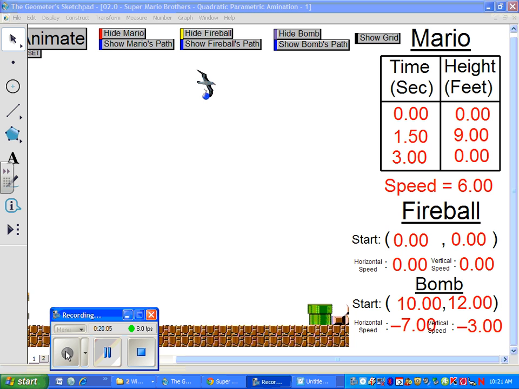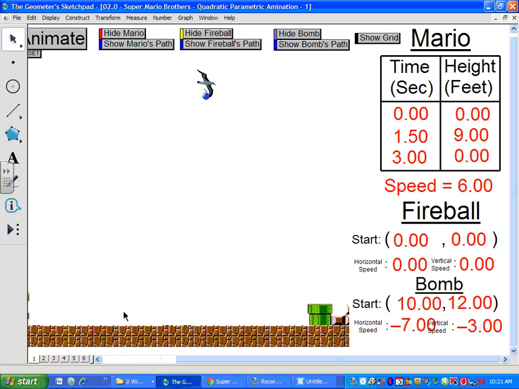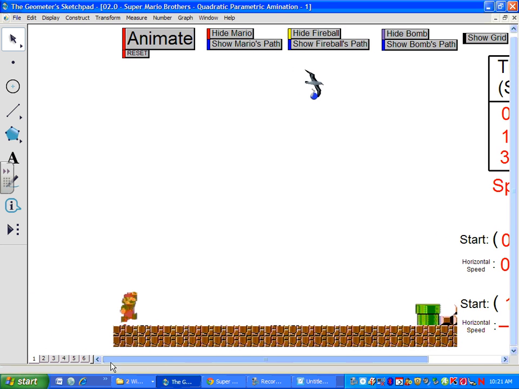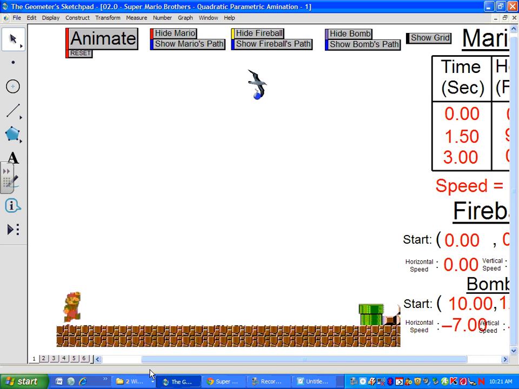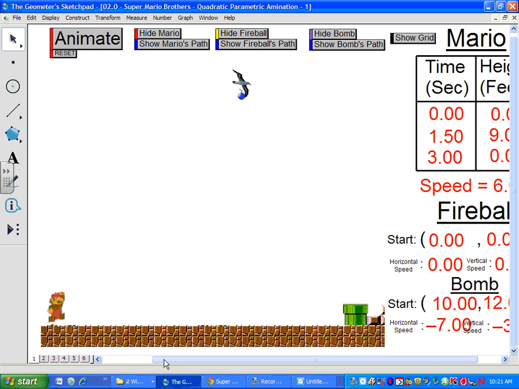Okay. Actually, I just paused my video making, and I noticed that I had put that in fireball instead of bomb. So notice I've zeroed out the fireball. We don't have a fireball in this scenario, but we do have a bomb. And now I have put the start in the bomb and the horizontal and vertical speed into the correct locations. So let's animate this now and see what happens.